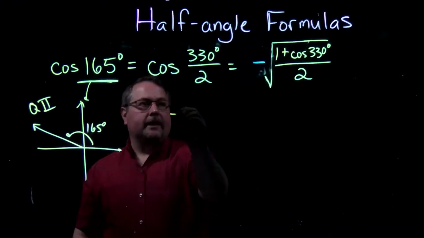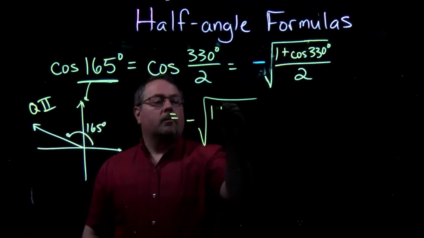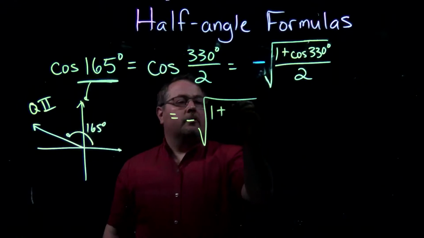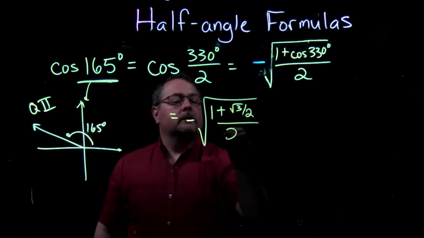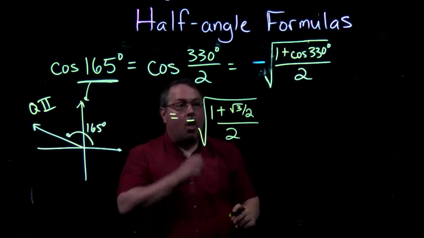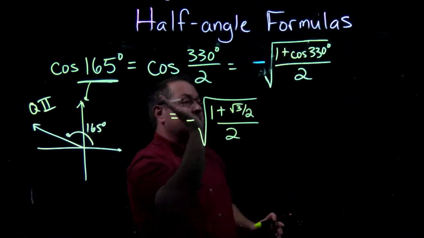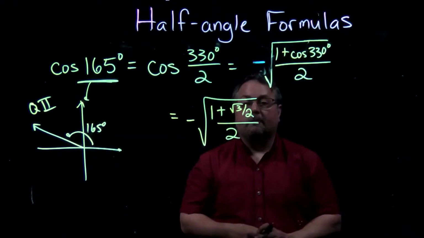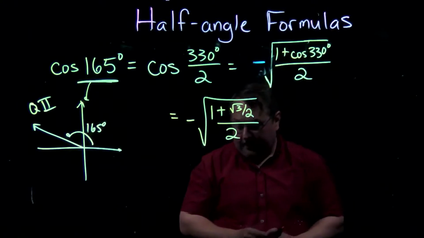Okay, so that's going to be negative the square root of (1 plus cosine of 330 degrees, which is square root of 3 over 2) divided by 2. Okay, so here 330 degrees is in the fourth quadrant. Our reference angle is 30 degrees. Okay, so now we want to simplify this.